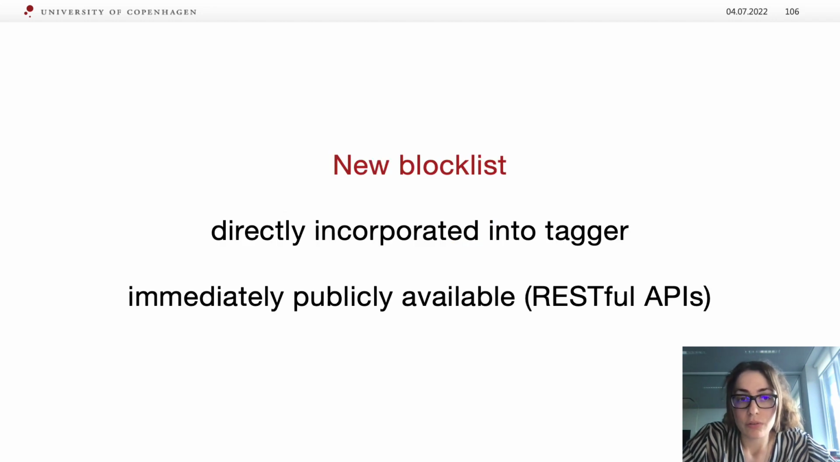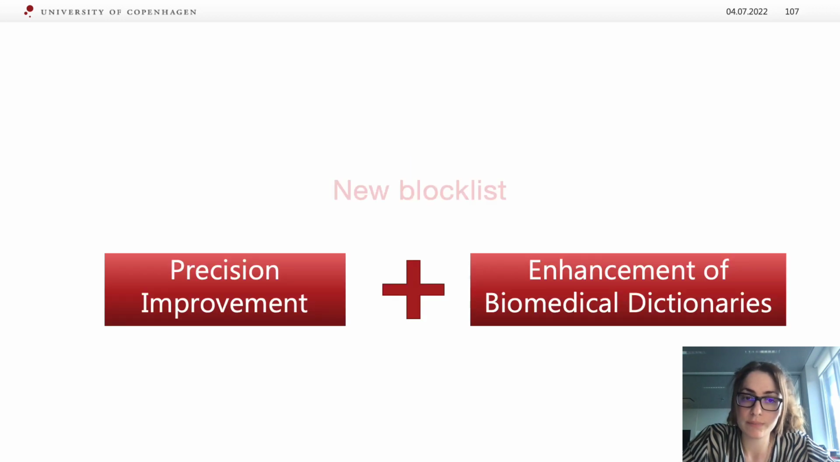So overall, the new block list can be directly incorporated into the Dagger, and then it can be immediately publicly available through all the RESTful APIs that are serving the databases of our lab. And as we've shown, this leads to a significant improvement in precision. It actually is close to many machine learning-based methods. Plus, it allows us to enhance a lot of biomedical dictionaries that way.